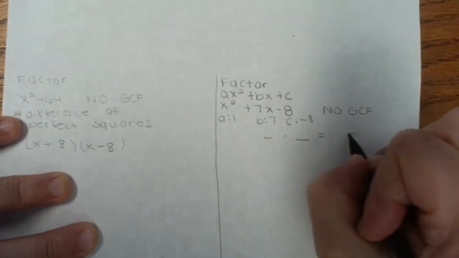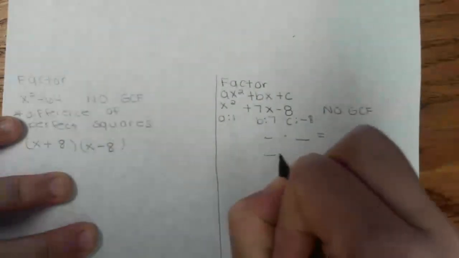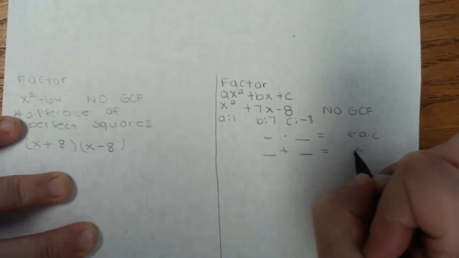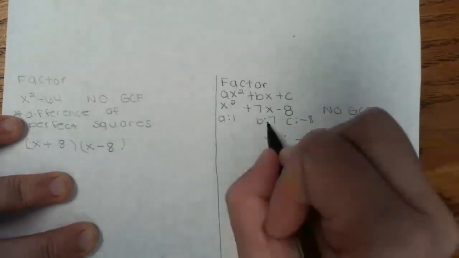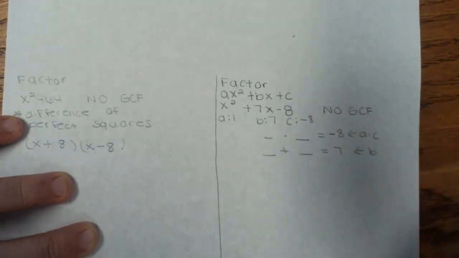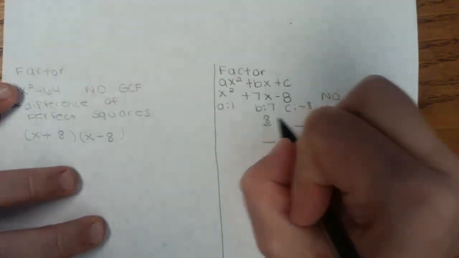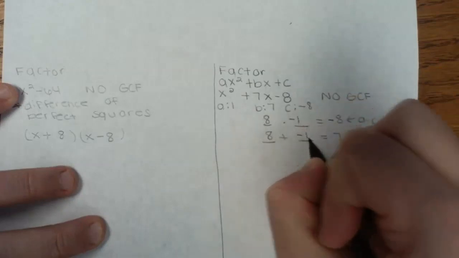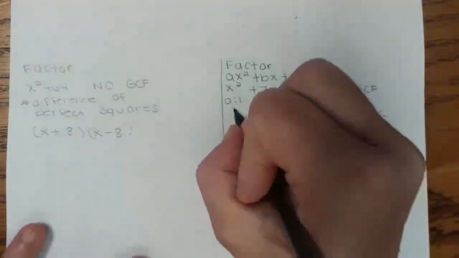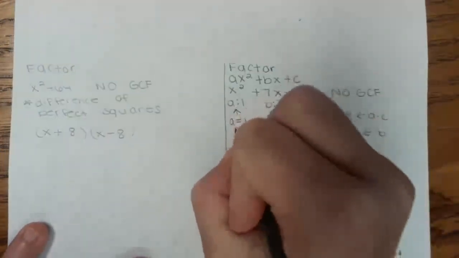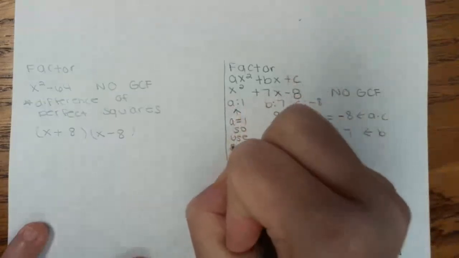So we're looking for two numbers that multiply together to give us a times c, and the same two numbers add together to give us b. A times c is 1 times negative 8, which is negative 8. B is positive 7. So I'm thinking 8 and negative 1. 8 times negative 1 is negative 8, and 8 plus negative 1 is 7. So thankfully our a value here is 1, so we can use our shortcut.